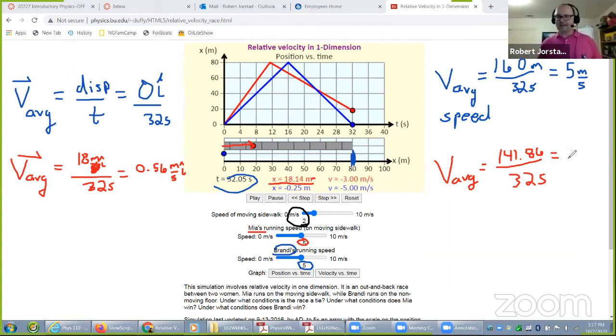The other one actually ends up slower, 141.86 divided by 32 is 4.43. Oh, whoops. So actually, the walkway doesn't end up helping you in the long run. It does help if you don't try to run backwards on it.